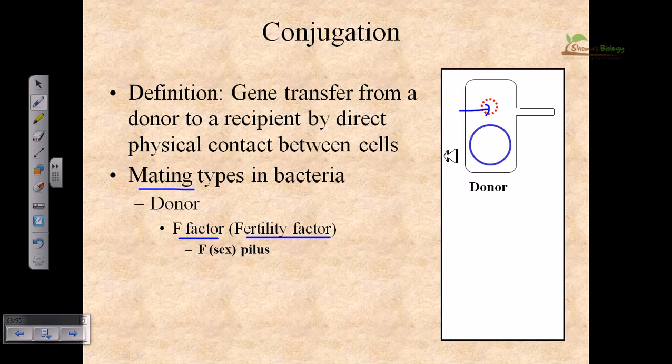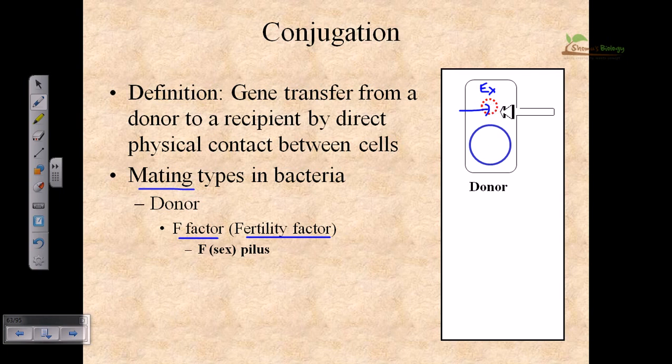Fertility factor means it must have some extra chromosomal part. Remember, extra chromosomal part, not part of the chromosome. So it must have the extra chromosomal part with it, and this extra chromosomal part is often called a plasmid.